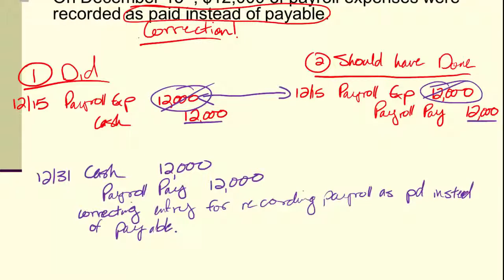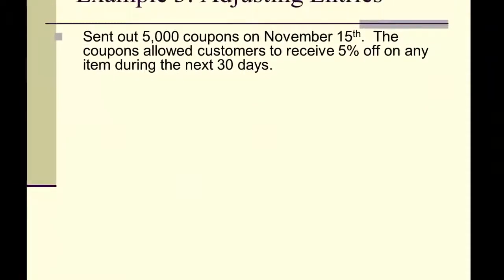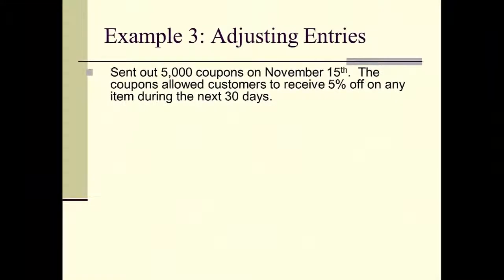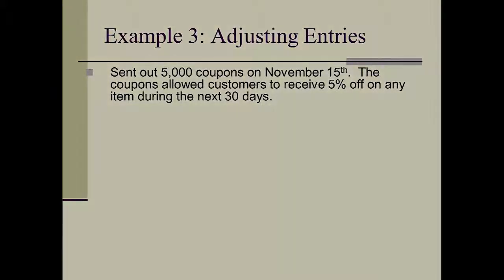And that's how we do a correcting entry. Pretty cool, huh? Let's take a look at another entry now. Back to an adjustment, maybe. All right. Send out 5,000 coupons on November 15th. The coupons allowed customers to receive 5% off on any item during the next 30 days. Go ahead, take a second, and do the necessary journal entry.